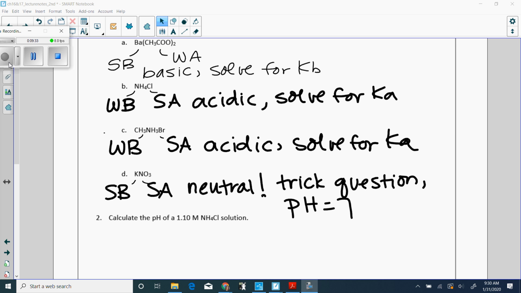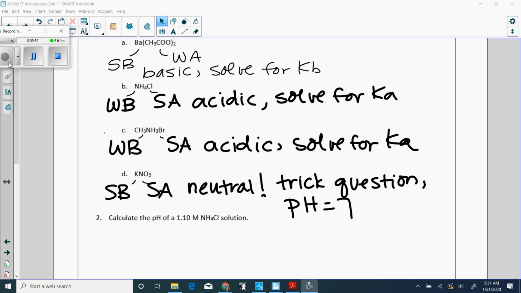Letter D is a trick question, and it does come up if it's strong, because potassium's in the boot, so I know that's going to be strong base. I'm learning my letters of my strong acids. HNO3 is nitric acid, is a strong acid. So if it asks you to solve for the pH of this, trick question, it's 7. It has to be neutral because they're both strong, no matter what.